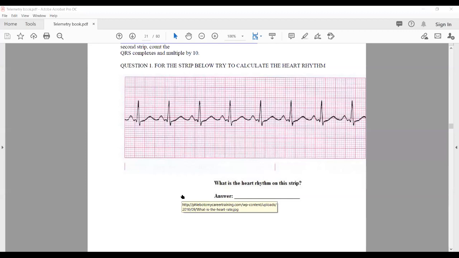Let's try that again, okay? Let's do it both ways, the rule of 300 and the rule of 1500. So let's find any two consecutive R peaks, it doesn't matter. Let's go ahead and choose the distance between this one, shall we? So let's count the small boxes. 1, 2, 3, 4, 5, 6, 7, 8, 9, 10, 11, 12, 13, 14. We can say 14 because we're not really going to another box. This is like on a line of the other boxes. So we're going to say 14 small boxes, okay?